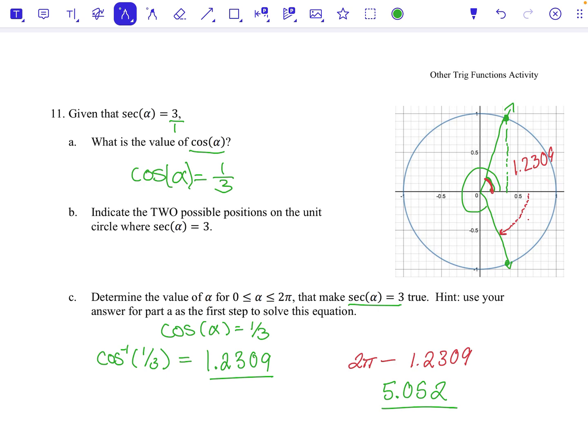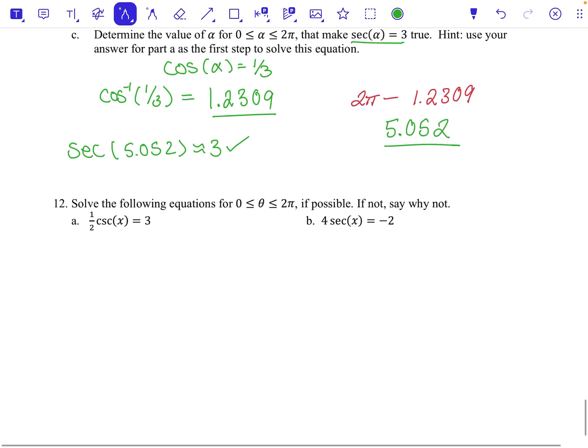And I could double check. If I did secant of that 5.052 in Desmos, which allows me to do that, you should come out with a number that's approximately 3. So the check works. I'm really glad. But notice that what made that possible was rewriting into sine or cosine. So when we deal with any equations that involve our reciprocal identities, I would highly recommend that's the first step you want to get to.